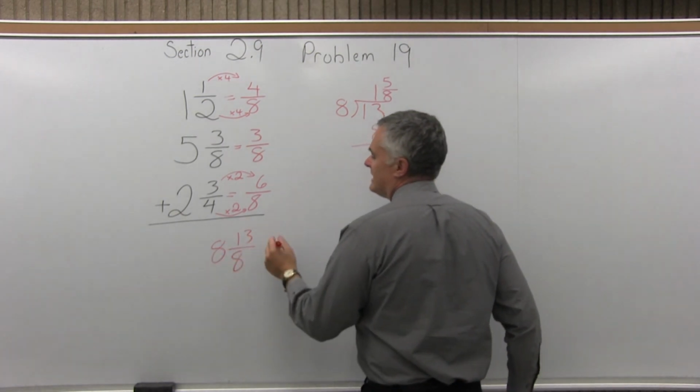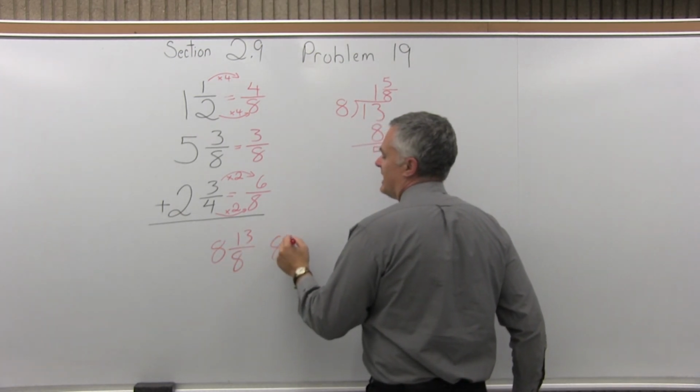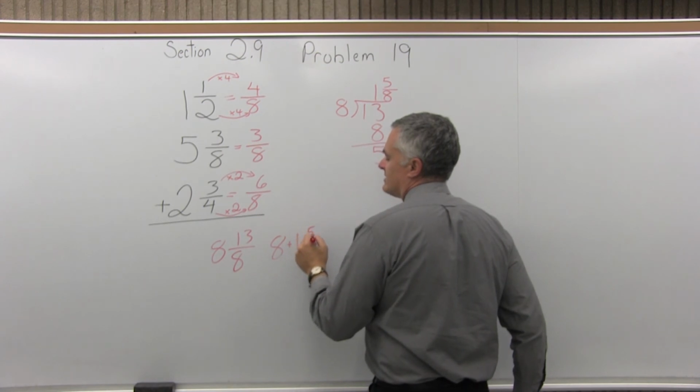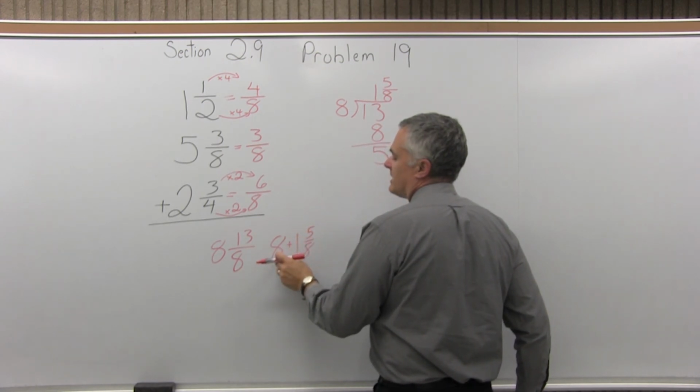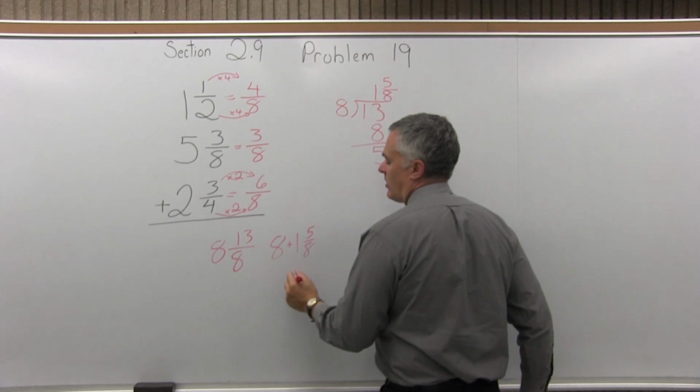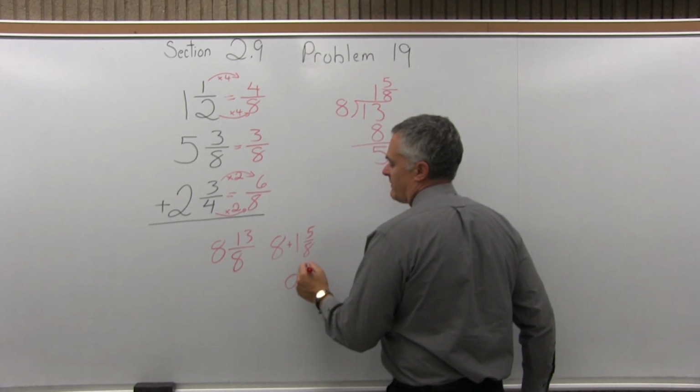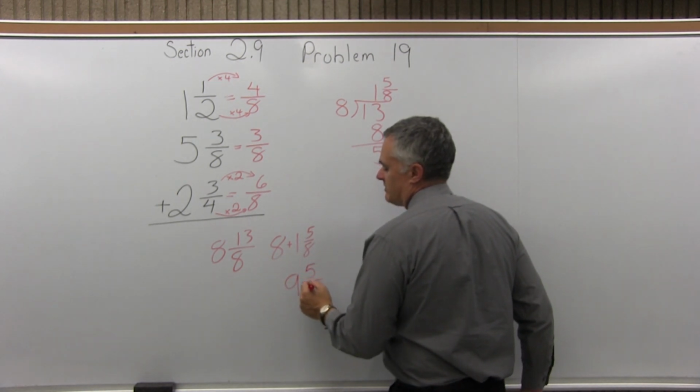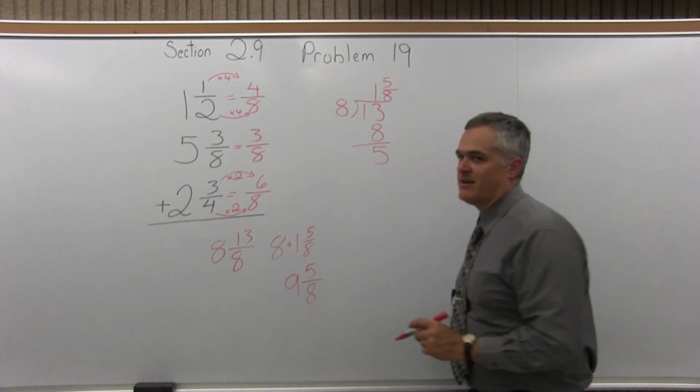So 8 and 13/8 is the same as 8 and 1 and 5/8. And now the whole number parts I can combine. 8 plus 1 more is 9. So my final answer in this more simplified form is 9 and 5/8.